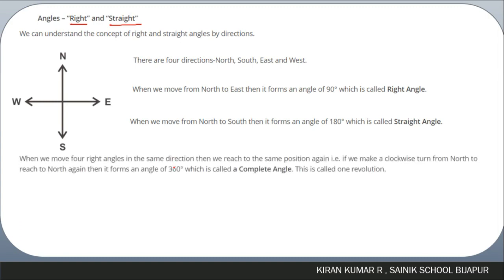When we move four right angles in the same direction, we reach back to the same position again. That is, if we make a clockwise turn from north to reach north again, it forms 360 degrees, and this angle is called a complete angle, and we get one complete rotation. You have understood the difference between right angle, straight angle, and complete angle?